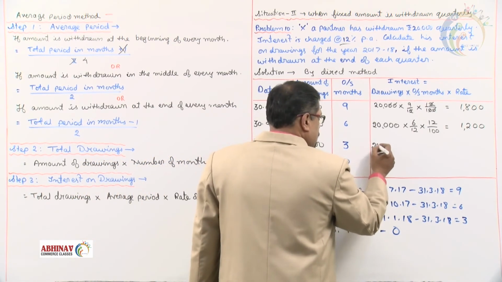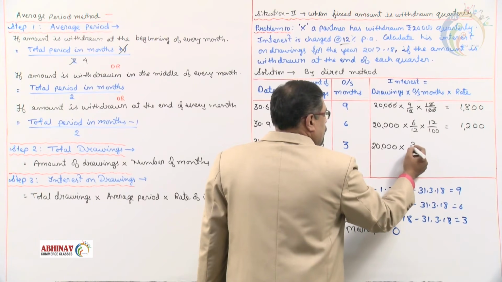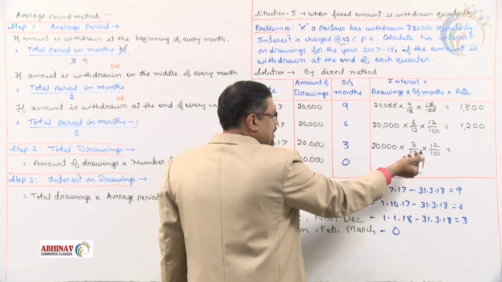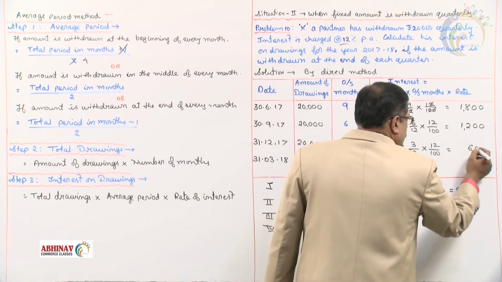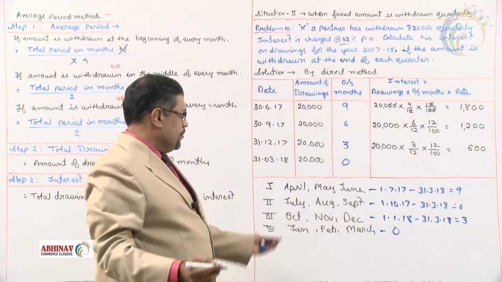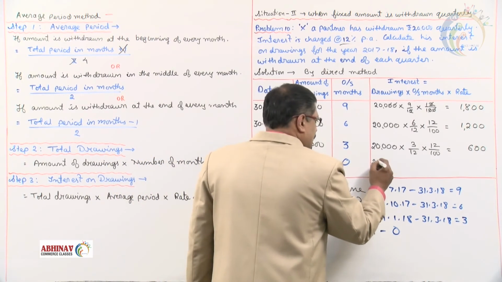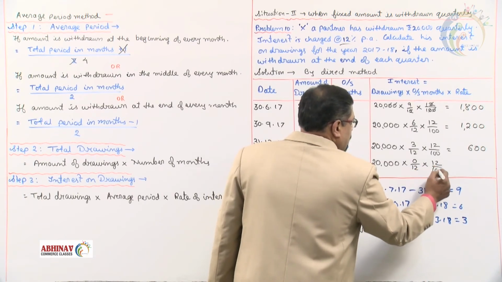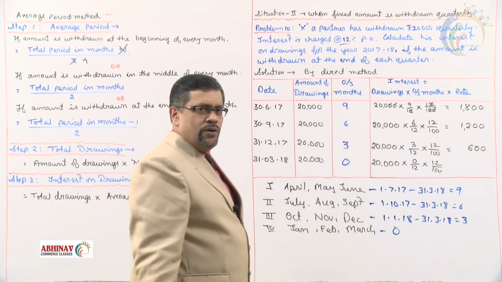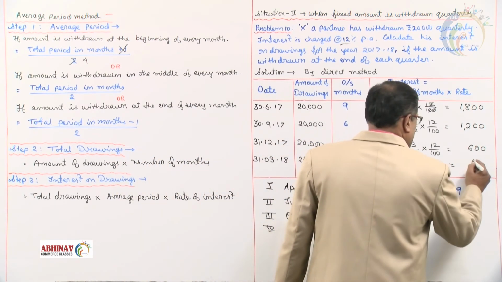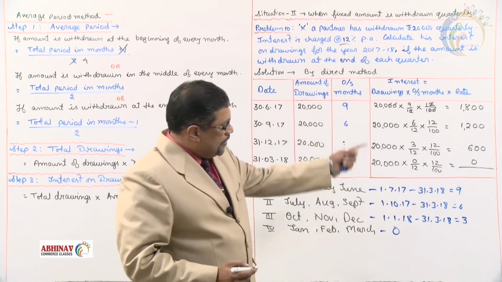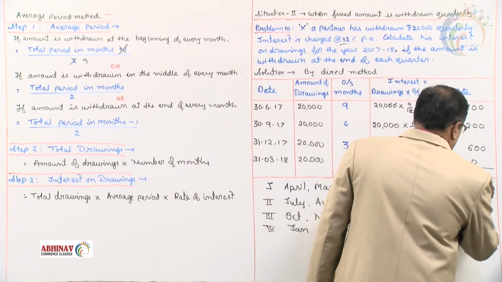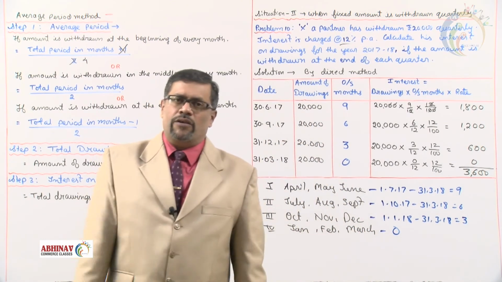Next, 20,000 into 3 divided by 12 at 12% interest. So again 12 cancelled, 2 zeros cancelled, 200 into 3, what you get is 600. Last, the number of months is 0. There is no need to show the calculation, but even then, 20,000 into 0, any number multiplied and divided by 0 is 0. That's all. This is the interest. 1800 plus 1200, 3000 plus 600, 3600. This is how we calculate the interest.